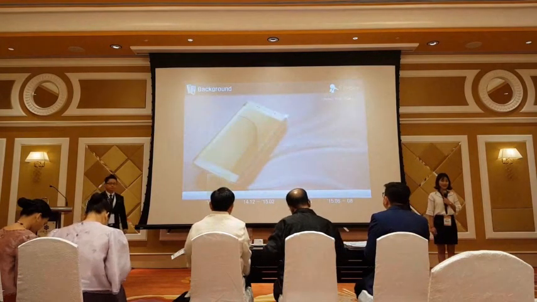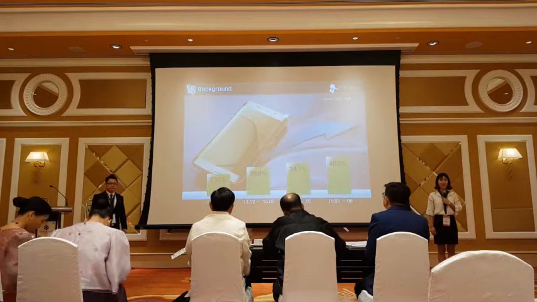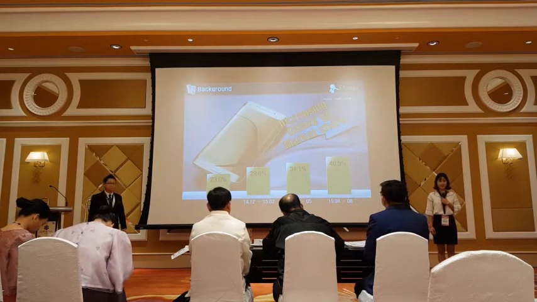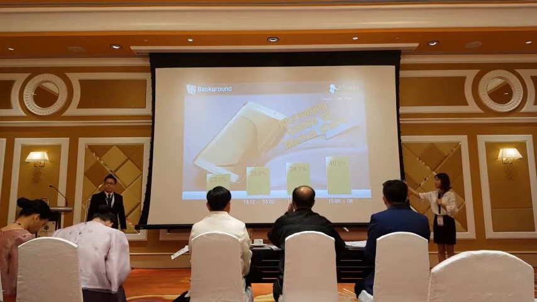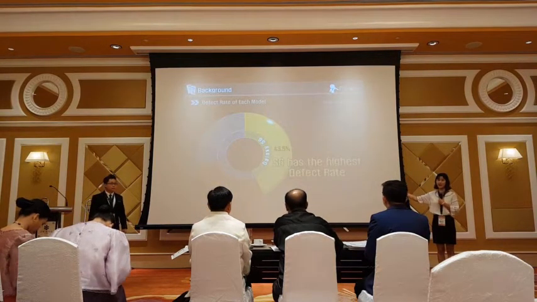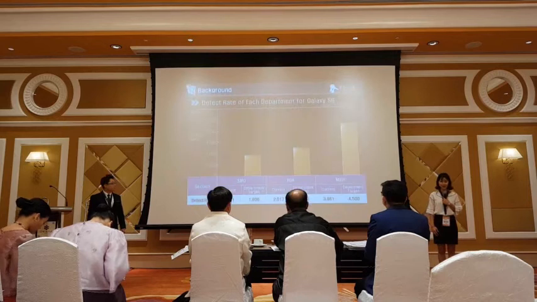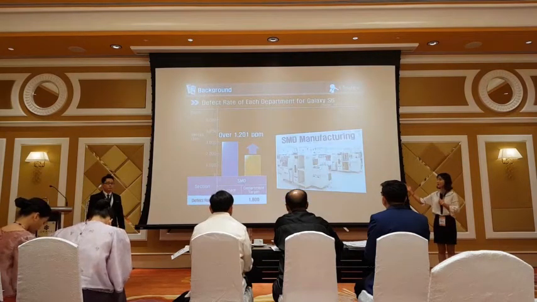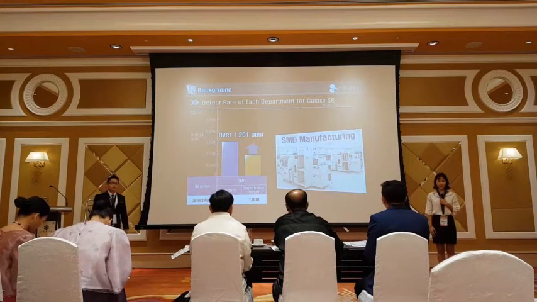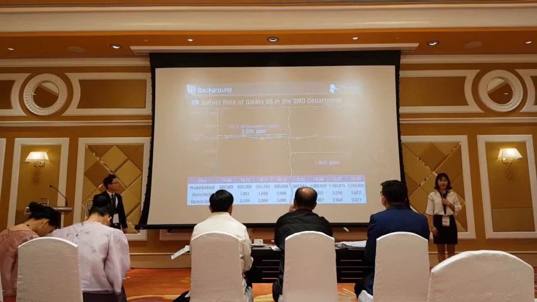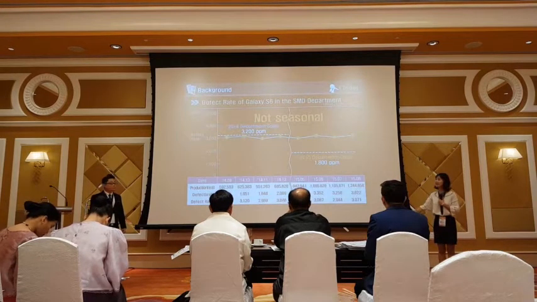Next, this is the background to the topic. In accordance with the world mobile market growth, our Galaxy S6 market share of production had been constantly increasing, and its defect rate had also been increasing. According to our research of defect rate, it's over 1201 ppm compared to the S&D department curve. And we checked that the defect rate in S&D is not seasonal.